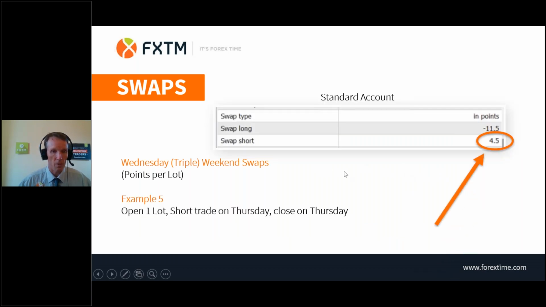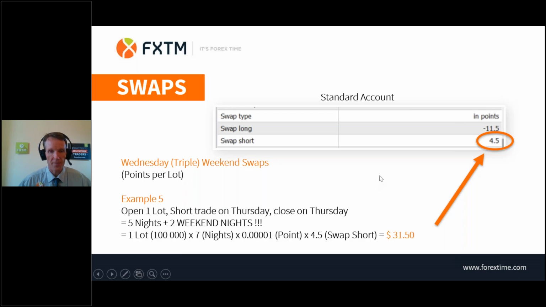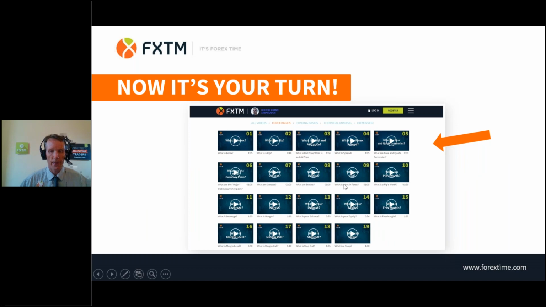Let's look at another example here. This is a little bit of a longer one. So 5 nights plus the weekend. So it was on a Thursday and we closed it on a Thursday. Again, one lot, 7 nights. And there you earn some money there, some interest there. Okay, looks like we've gone all through all the basics of our agenda.